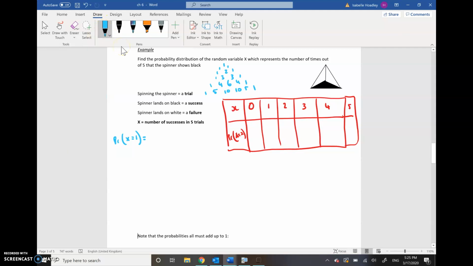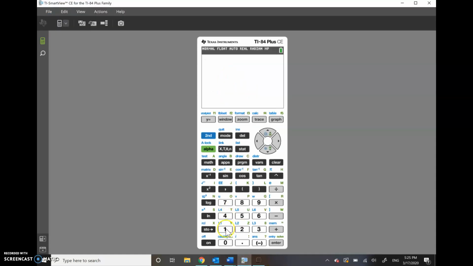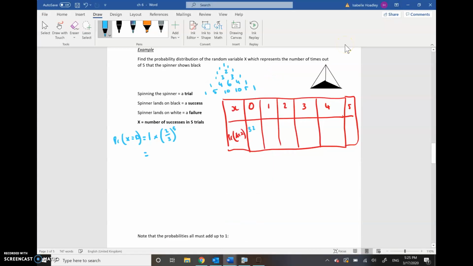So the probability where x equals 0, that's where we're not landing on black at all. So our coefficient is 1, so we've got 1 times, now the probability of failure is 1/3, and we're looking at that happening 5 times. So if I go to my calculator, I can do 1 times, now obviously you don't have to do the 1, but there you go, 1 times 1/3 to the power of 5, and we get 1 out of 243. So that's my probability.